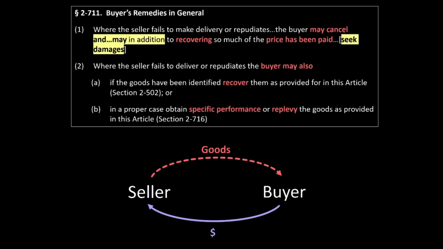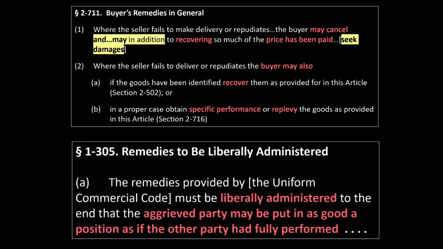Article 2 sets forth detailed provisions providing explicit statutory formulas to compute damages. But as you consider these provisions, it is important that you do not lose sight of the underlying principle, which is to protect the expectation interest of the non-breaching party, the buyer in this scenario. The goal is always to place the non-breaching party in the position she expected to be, the position she would have been had the contract been fully performed, had there been no breach. Indeed, Section 305 of Article 1 says that the UCC's provisions should be liberally administered to this end.